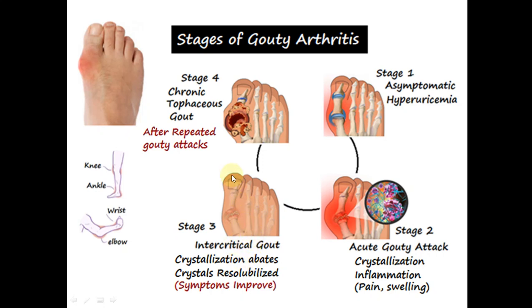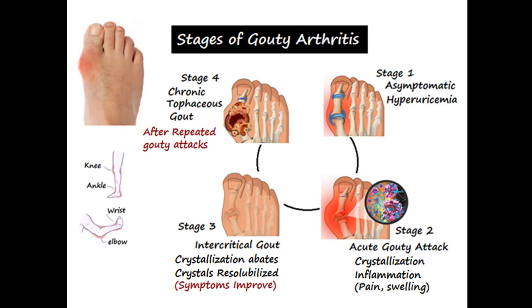Now, if there are repeated attacks of the gout, what will happen is that ultimately and eventually the inflammation and the deposition of the monosodium urate crystals will destroy and damage the joint, and this is known as the chronic tophaceous gout.